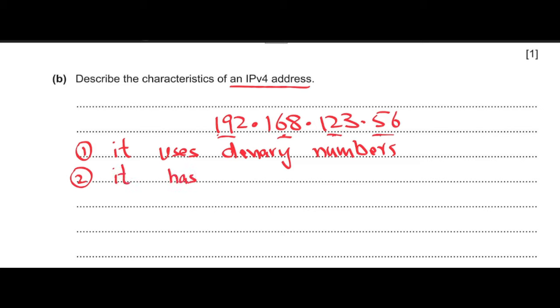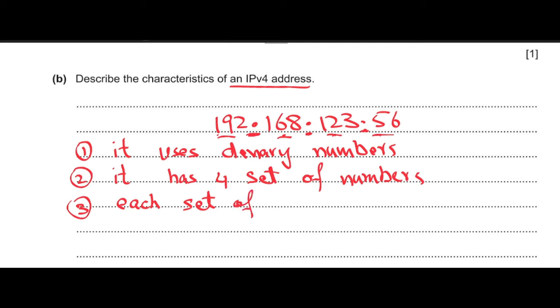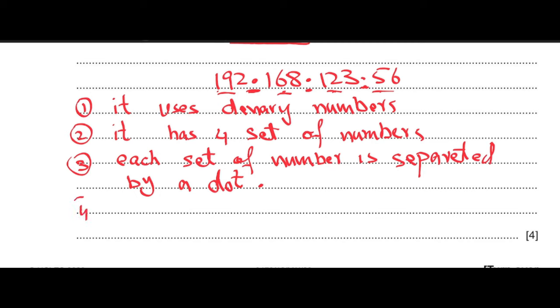It has four sets of numbers. Number three, each set of numbers is separated by a dot. What else? It is a 32-bit address. We can also say this is number 4, because this is a 4-point question and we need to write 4 points. It's a 32-bit address.